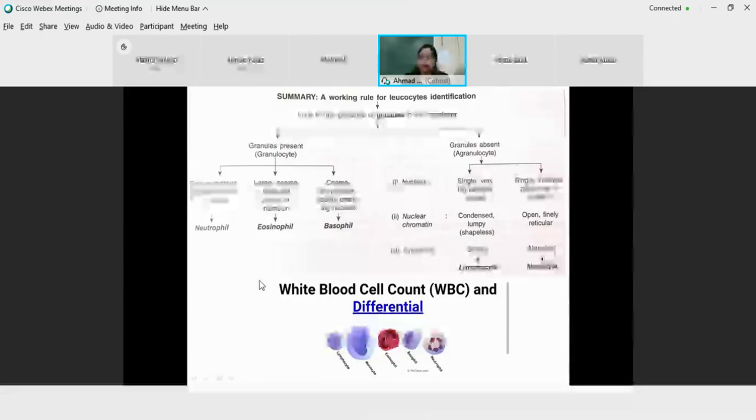So two specific features of monocytes are kidney shaped or horseshoe shaped indented nucleus which is peripheral in position, and the cytoplasm is ground glass, hazy appearance, and it is abundant as compared to the nucleus. Then lymphocyte is further of two types, small and large lymphocyte. I will be telling you in the next slides.